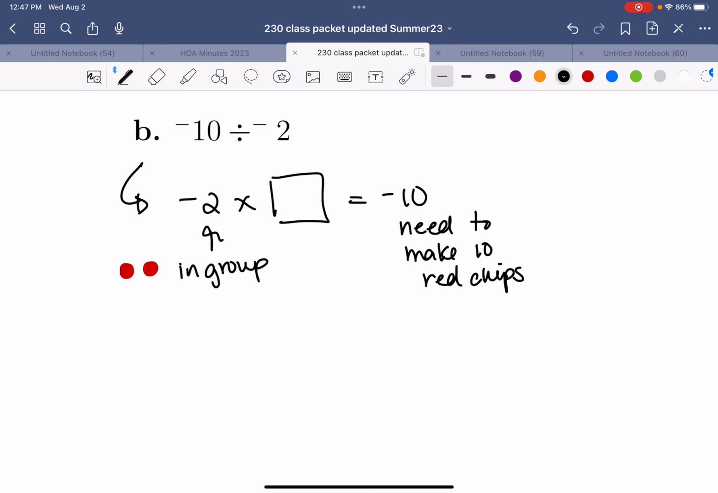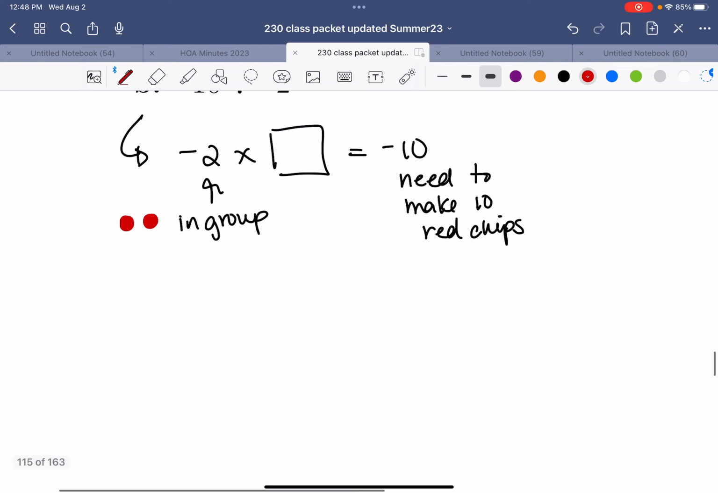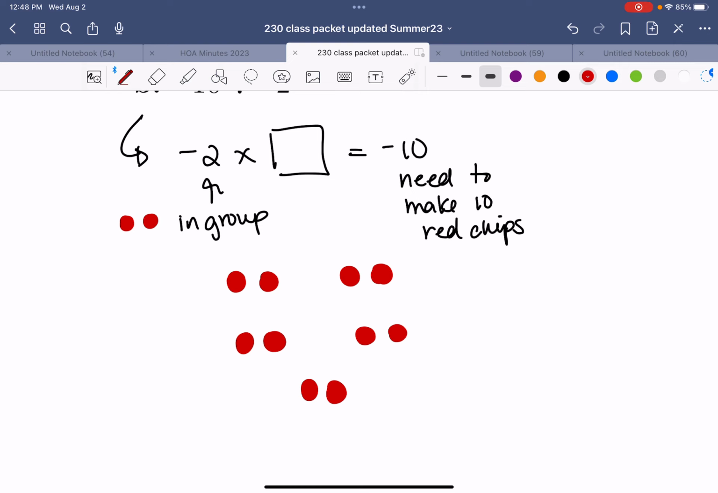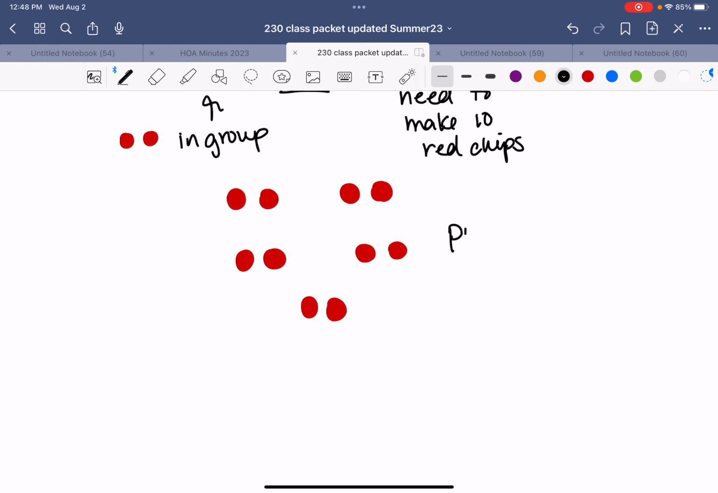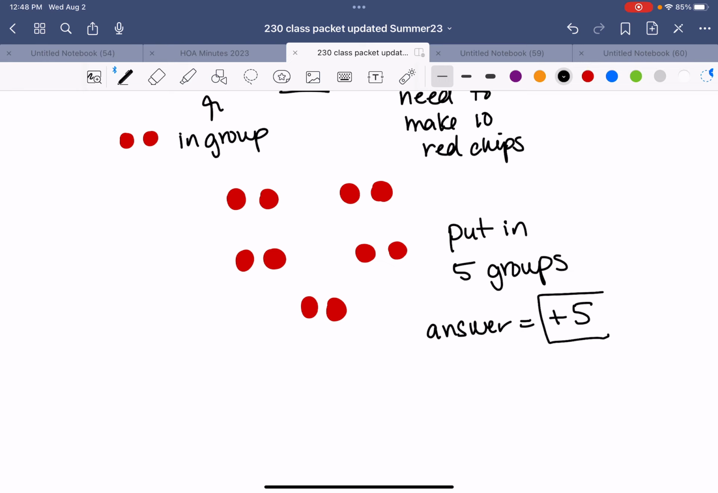So I can go ahead and put those in. If I'm putting in groups of red chips, I'm going to end up with red chips. So I'm going to put in groups of 2 until I have 10. So group of 2, now I have 4. Group of 2, there's 6. Another group of 2 will take me to 8. And one more group of 2 will take me to 10. So now I have what I need. I have 10 red chips. Well, how did I get there? I got there by putting in 5 groups of my 2 red chips. So that means that my answer put in is positive. The number of groups is 5. So my answer is positive 5.